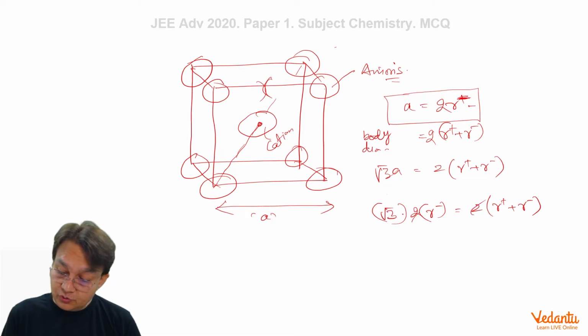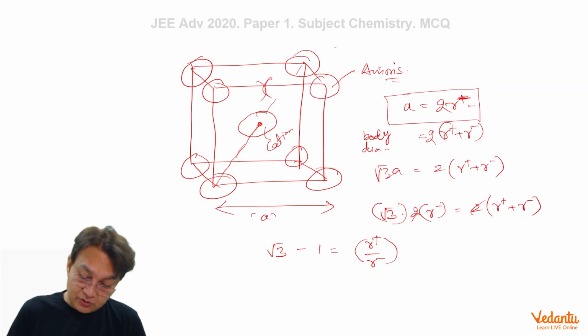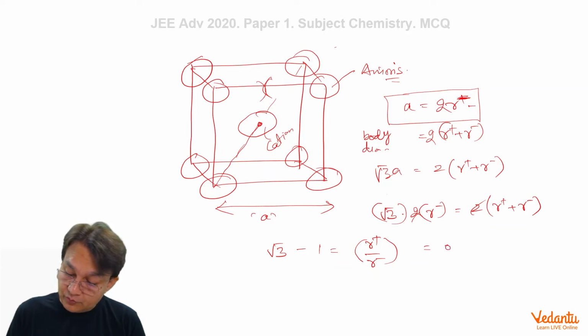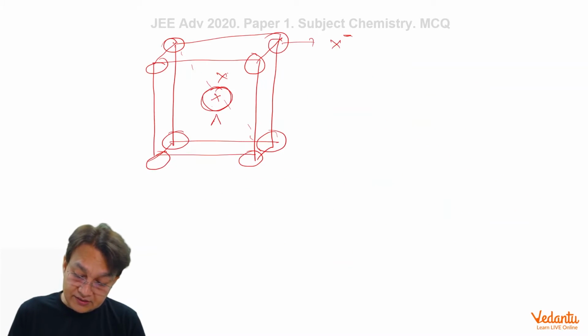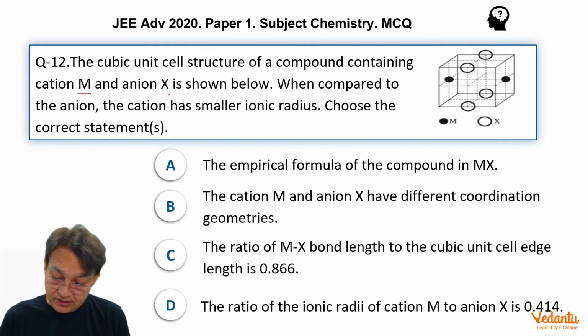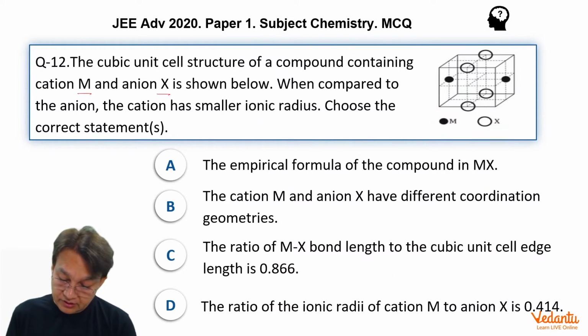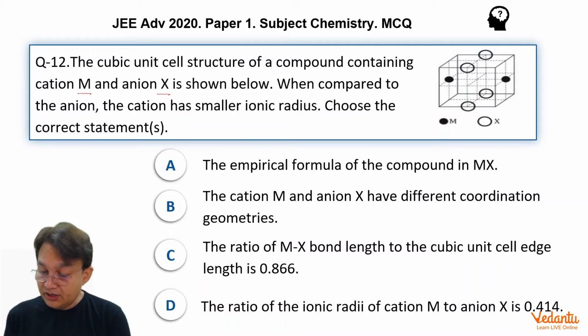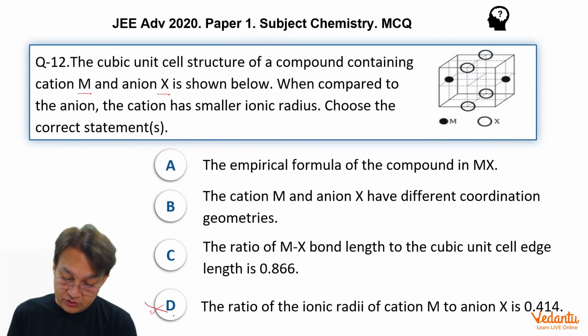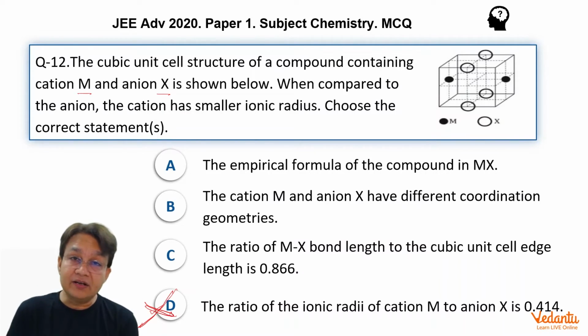So cancel out this 2 and solve it. You'll get root 3 minus 1 is equal to r plus upon r minus. So let us see, and this comes out to be 0.73. Is there any option? So if we see this, we have one option: the ratio of the ionic radii of the cation M to the anion X is 0.414. So this option stands out to be incorrect.